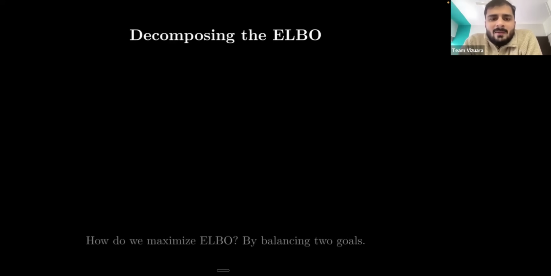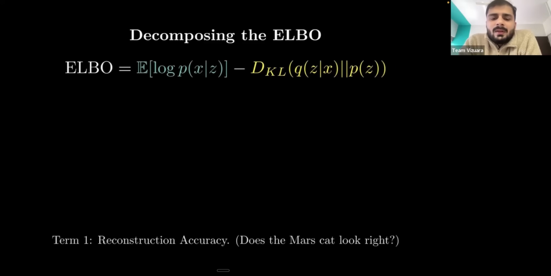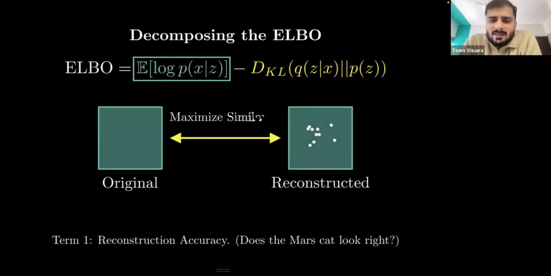Now we decompose the ELBO into two terms. The first term is the reconstruction term, which is denoted as log of p of x given z. So we are basically asking, does the Mars cat look similar to the Earth cat or not? That is the reconstruction error. All of us understand this intuitively.